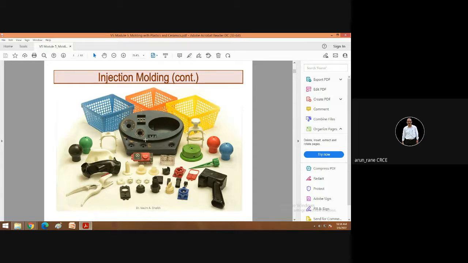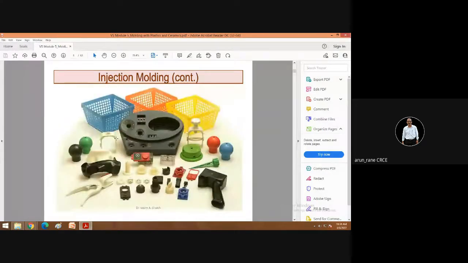All these containers, these dashboards, these knobs, even the scissors. Not only that, even the metal gears are replaced by plastic. Imagine. So that's the beauty of plastic. And these are produced by the injection molding process.